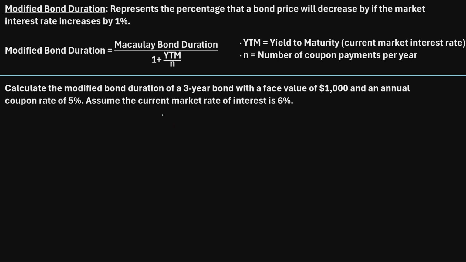This says, calculate the modified bond duration of a 3-year bond with a face value of $1,000 and an annual coupon rate of 5%. Assume the current market rate of interest is 6%. So in order to calculate the modified bond duration, we first have to calculate the Macaulay bond duration. So here's what that looks like.